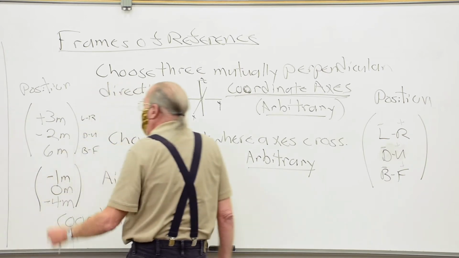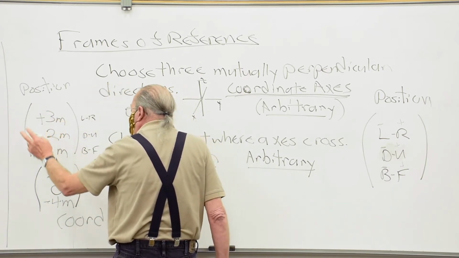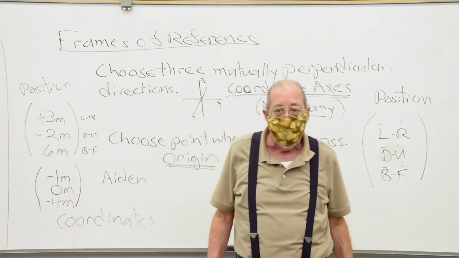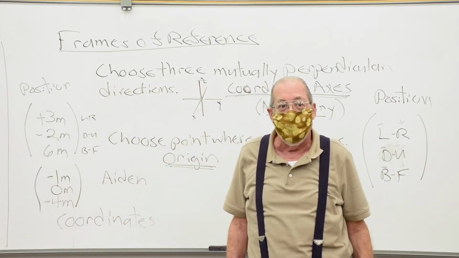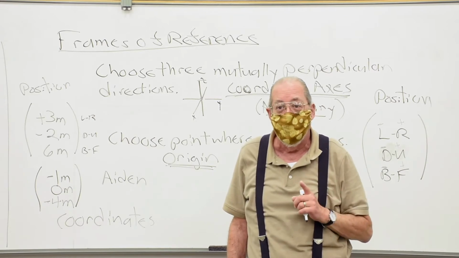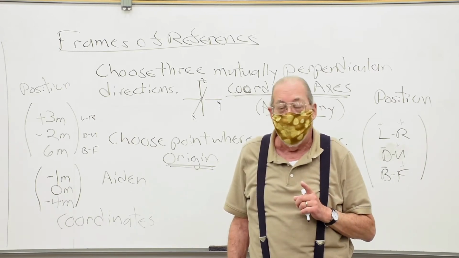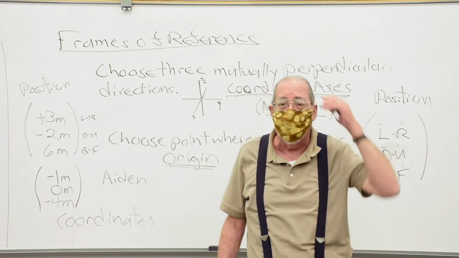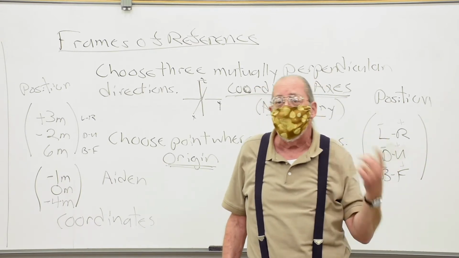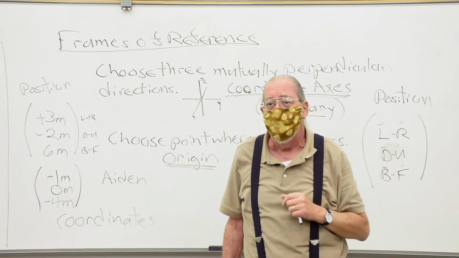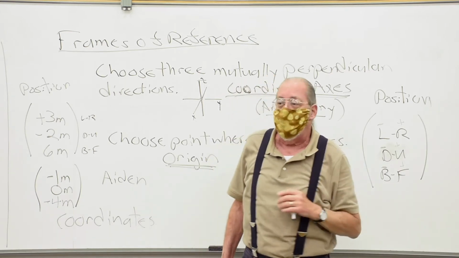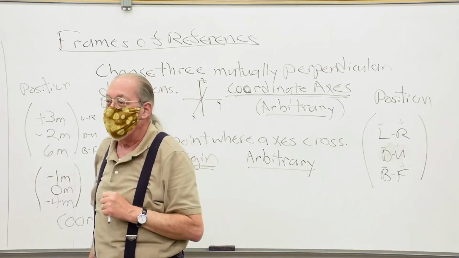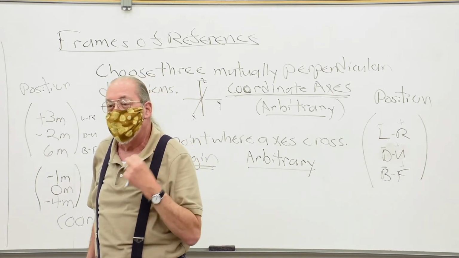But if I say somebody is 3 meters forward, 2 meters to the left, and 6 meters up, does that tell you where they're at? If that's all I give you? No. It's just like in Raiders of the Lost Ark when they're searching for the Holy Grail. I guess that's the third one. They know all of the directions except what? The starting point. They don't know the origin.